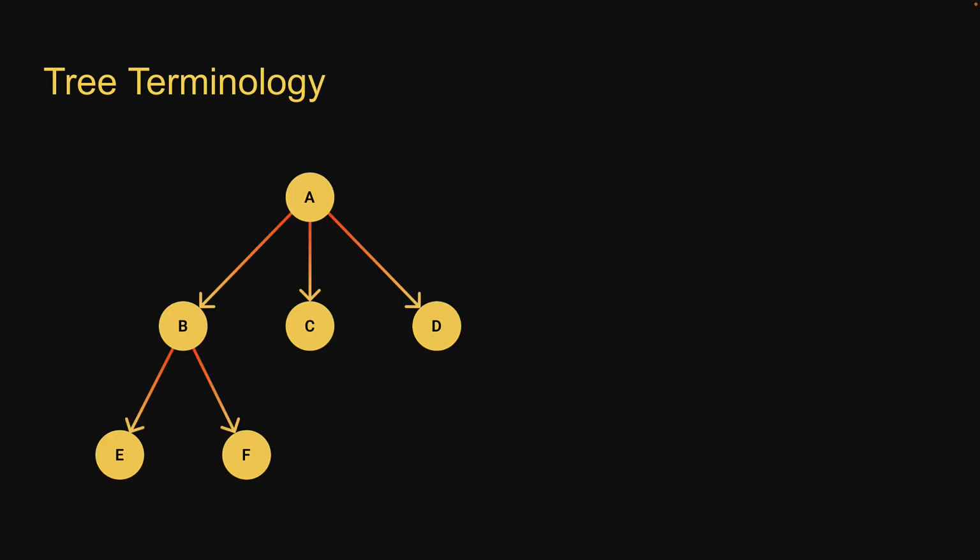We also have a few properties that are specific to a node. The degree of a node is the total number of child nodes it has. Degree of B is 2. The degree of a tree is the maximum degree of a node in the tree. Degree of the tree here is 3, which is the degree of node A.